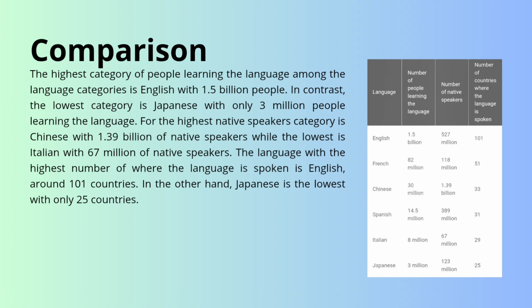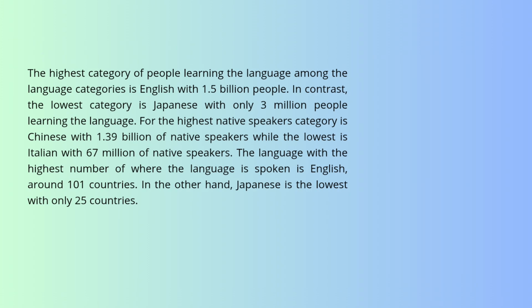The language with the highest number of countries where the language is spoken is English, at around 101 countries. On the other hand, Japanese is the lowest, with only 25 countries.